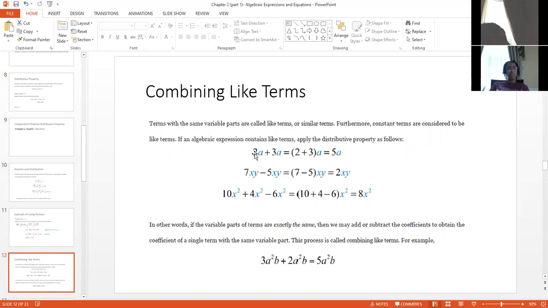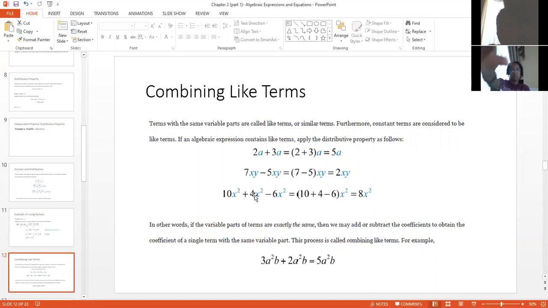So we have 2a plus 3a. You're able to put 2 plus 3 in parentheses and a on the outside, because whenever you distribute the a's, 3a plus 2a, as you see over here, then you're just able to add whatever's in the parentheses because of PEMDAS, and you have 5a. Same thing with 7xy minus 5xy. You put the 7 minus 5 in the parentheses, and you're able to get 2xy. So you're just applying the operation to the coefficients. 7 minus 5 is 2.